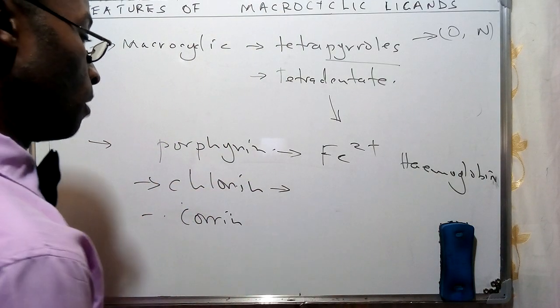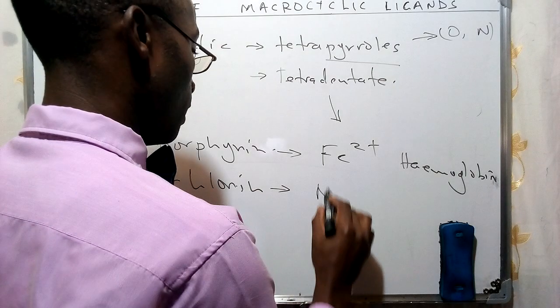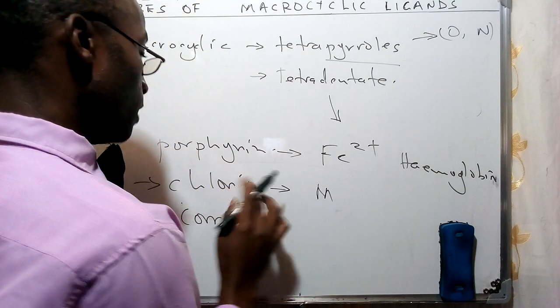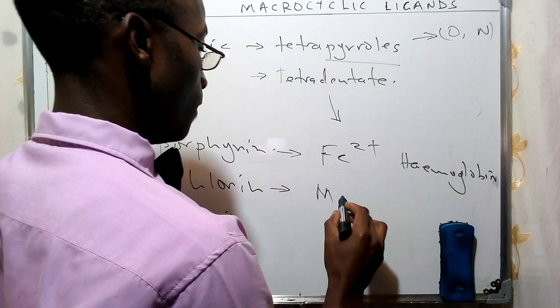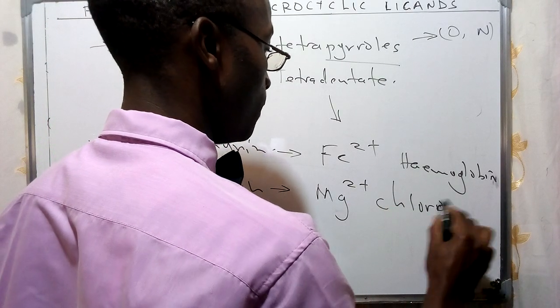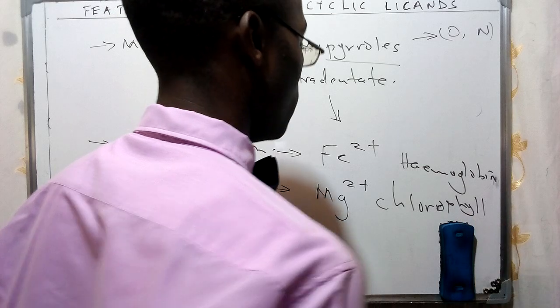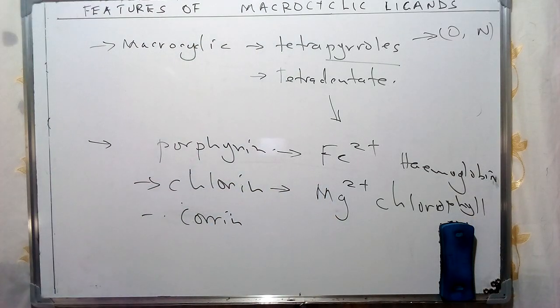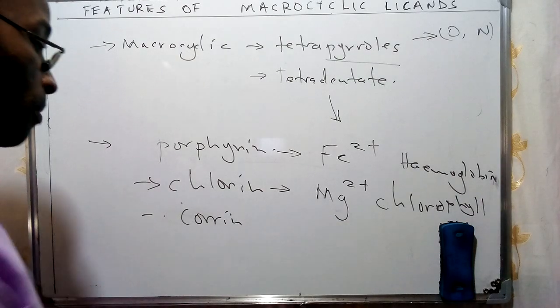So in this case, we talked about the concept of chlorin. If this chlorin consists of a metal center of magnesium, then this is referred to as chlorophyll. And this chlorophyll provides for the synthesis of food in plants through the process of photosynthesis, which we are going to be seeing shortly in some of our subsequent videos.